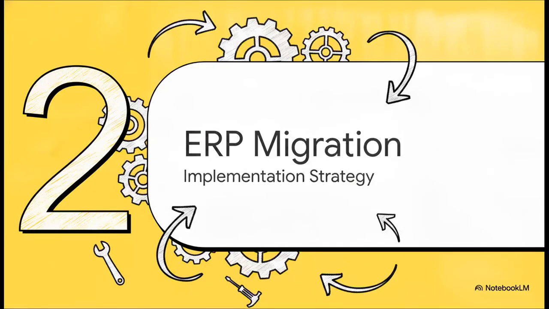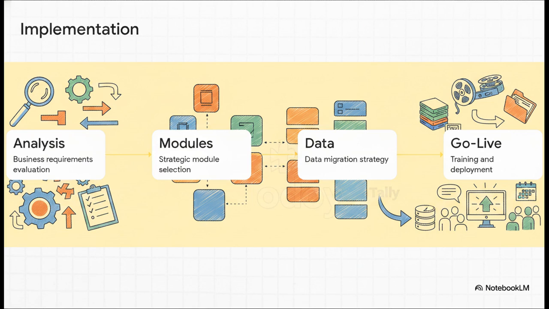Moving on to Section 2, ERP implementation and migration strategies. Because, having the right tool is really only half the battle. How you actually roll it out is what dictates your success. Your implementation journey is generally going to follow 4 critical steps. First, you start with a really deep audit of your current readiness and requirements. Then, you move on to strategic module selection.